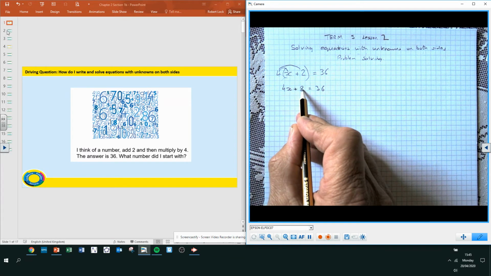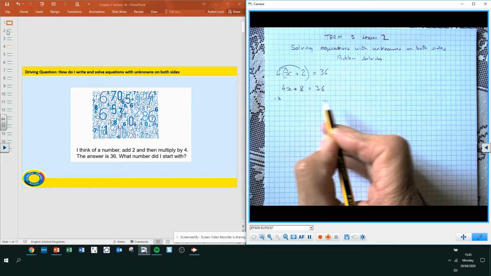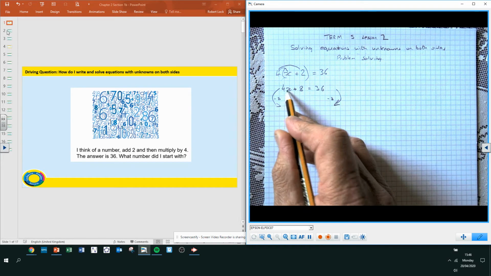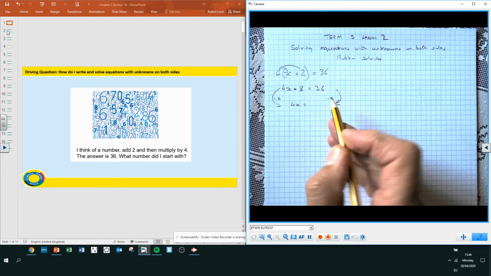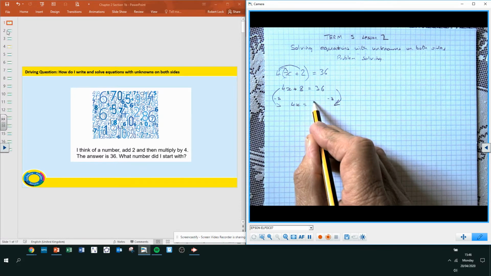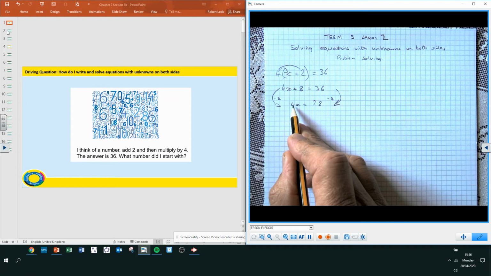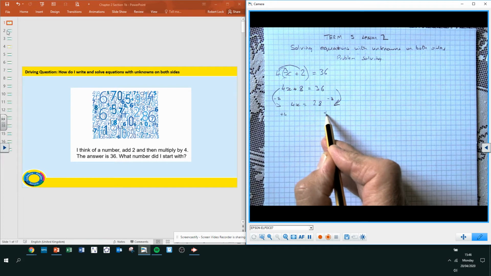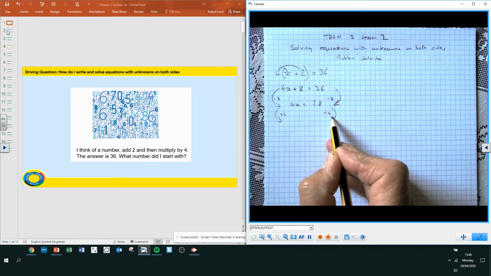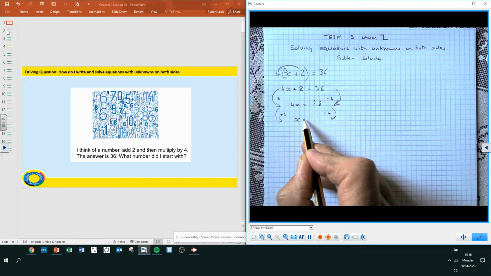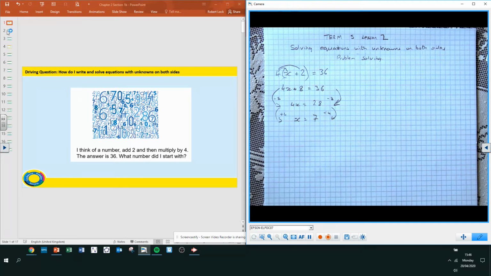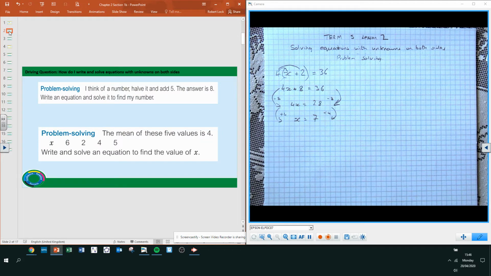Get rid of the 8 here. Take away 8 on both sides. What you do on one side, you must do on the opposite side. So take away 8 there, we end up with 4x equals 36 take away 8, equals 28. And here, 4x divided by 4 on both sides, we get x on its own. x equals 28 divided by 4, which is 7. Okay. Next problem. Remember to pause, and we'll come back to the answers in a bit.